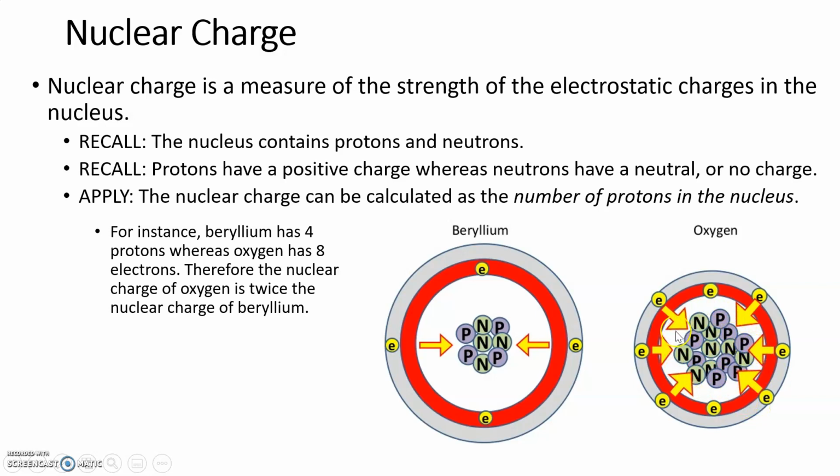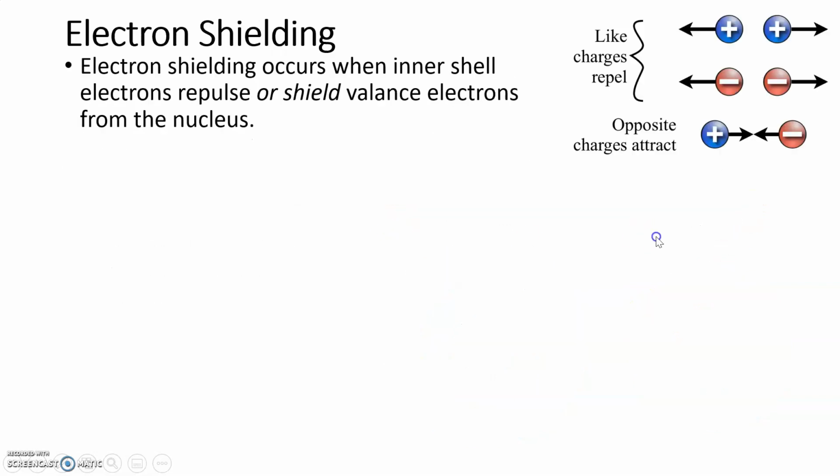So those electrons, in essence, are being pulled in closer to the nucleus. Remember, negatively charged electrons, positively charged protons, there's an attraction there. Opposites attract. So more positive charges means we can pull those negative charges in tighter. All right, but that's not the only thing going on. We also have electron shielding occurring.